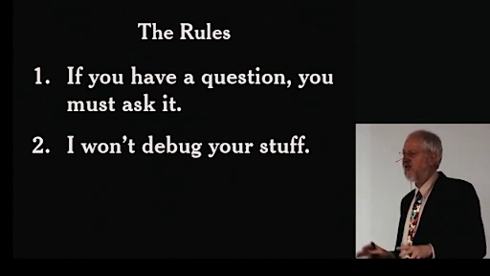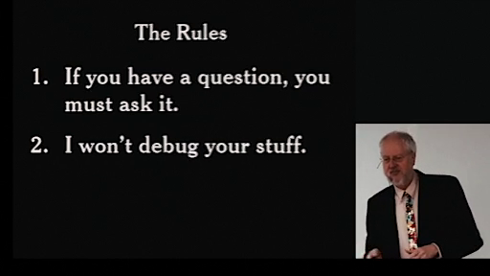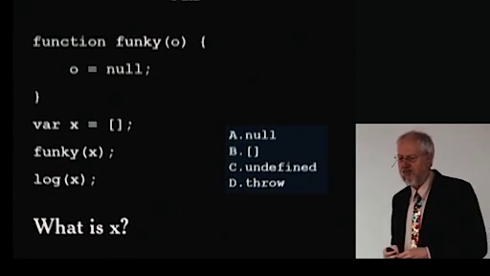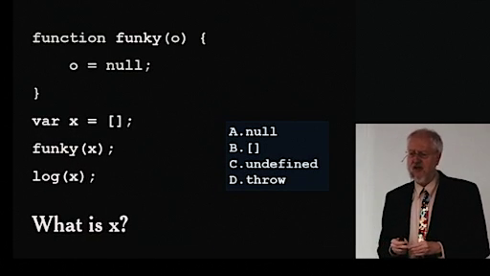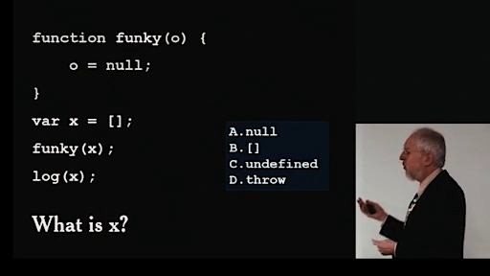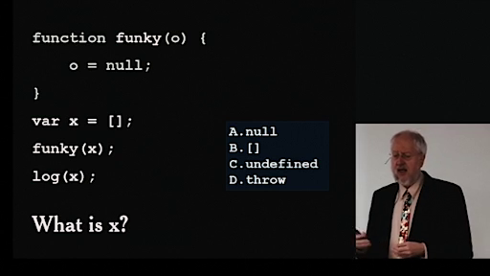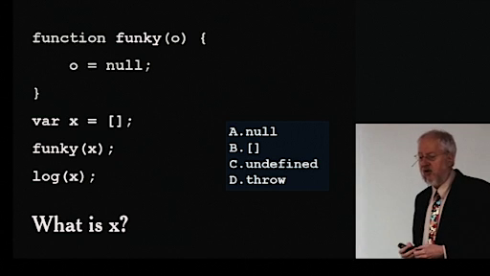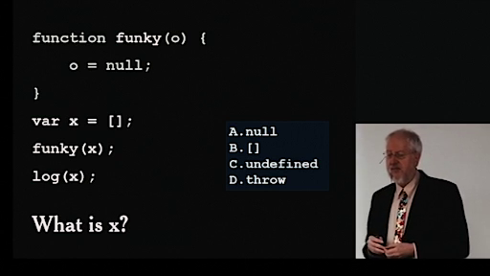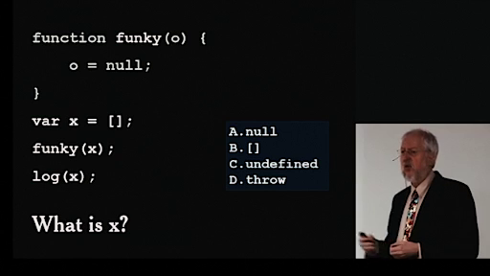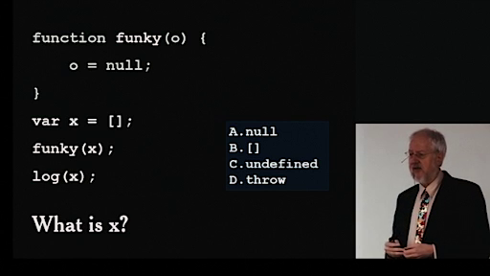While everybody is still getting set up, we're going to do a quiz, pop quiz. So here we go. Ready? Question number 1. We have a function called funky. It takes an argument O, sets O to null. We create a global variable x, which is an empty array. We pass x to funky. What is now the value of x?